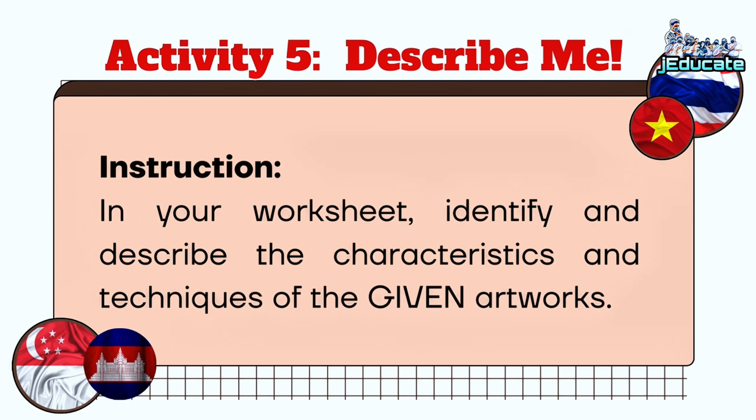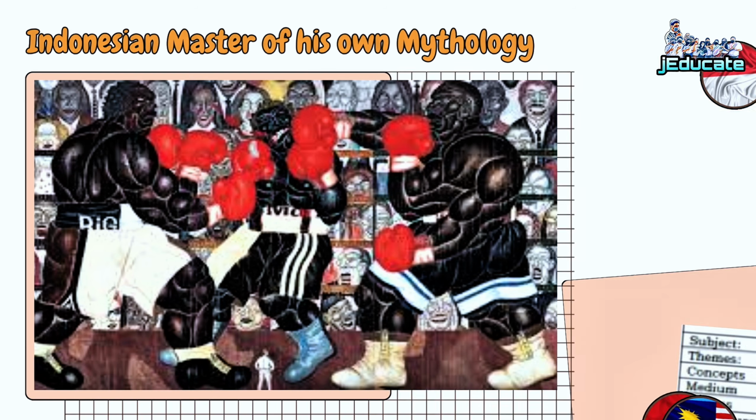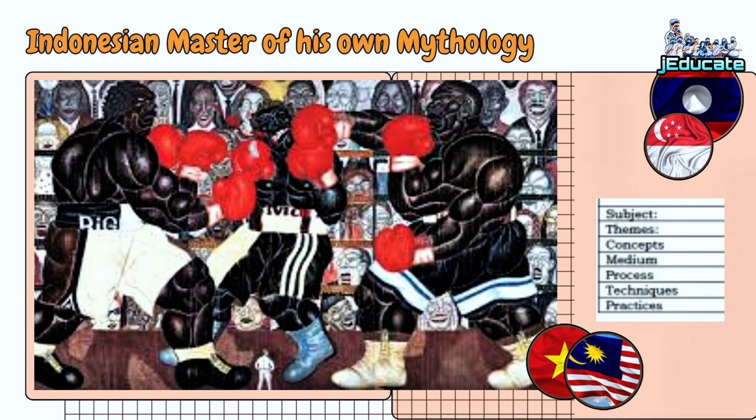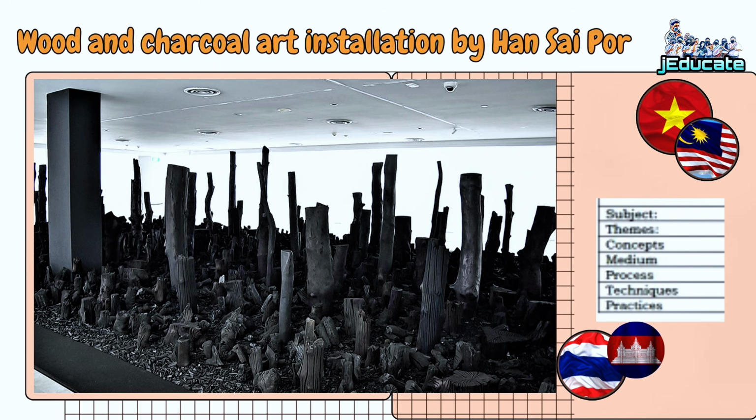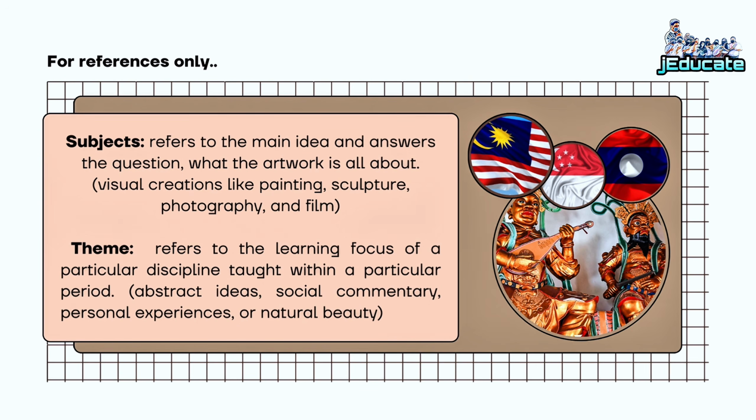Activity number 5. Describe me. Indonesian master of his own mythology. Wood and charcoal art installation by Han Saipur. For references only.